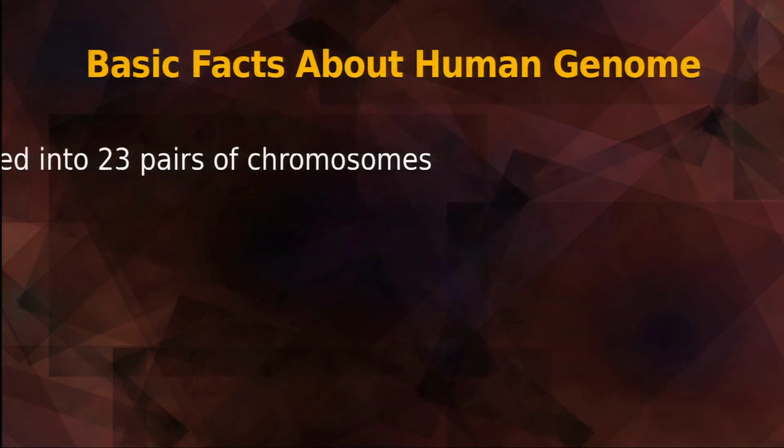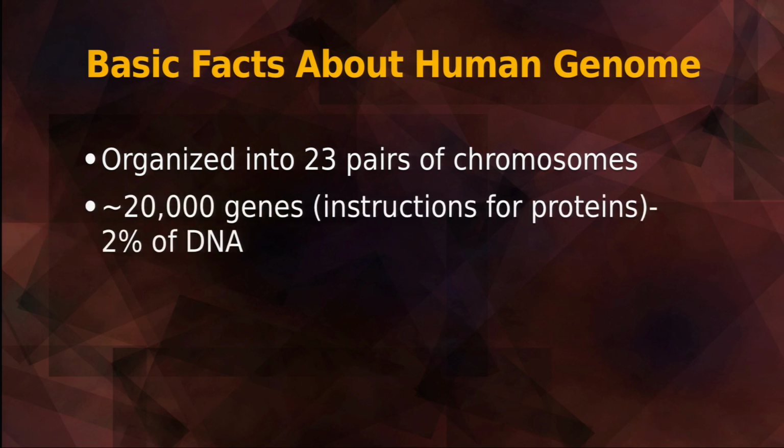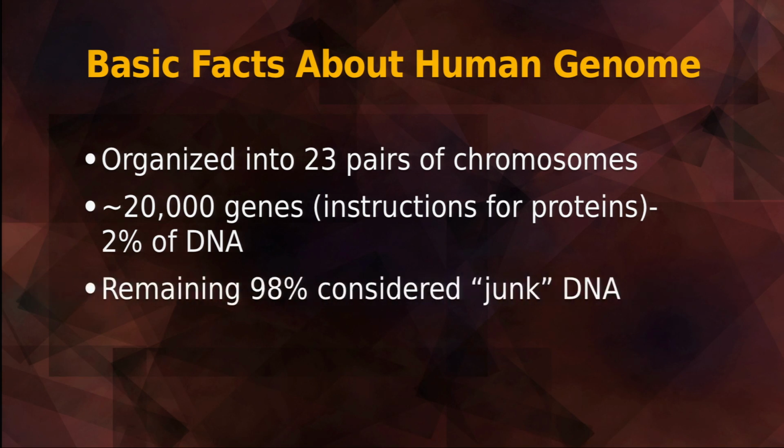Now, the human genome is organized into 23 pairs of chromosomes. In those chromosomes are only about 20,000 genes, and genes are the instructions for the proteins, okay? That's what makes up our body. That's what gives it structure, gives it function. And that's only about 2% of our DNA. It's a very small fraction. The other 98% has been affectionately termed junk. Right? And we're going to talk about that because it turns out that's not a very good term for it.